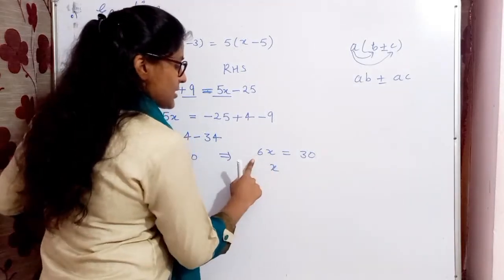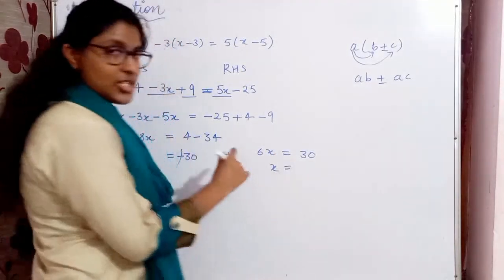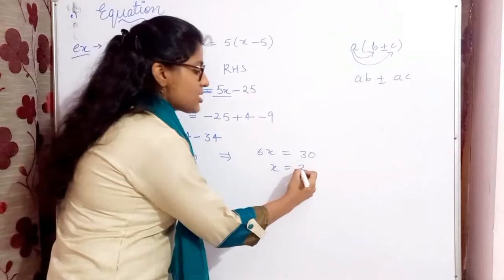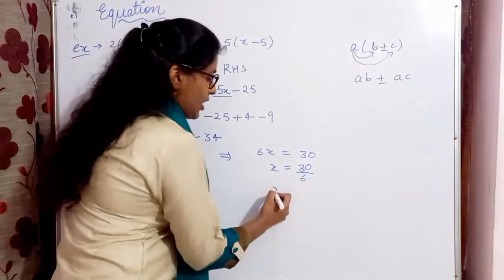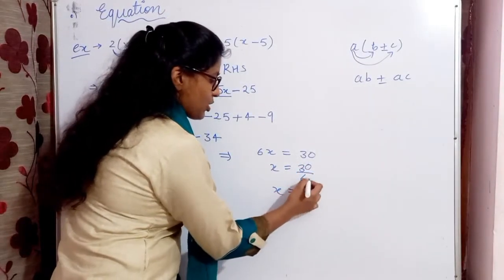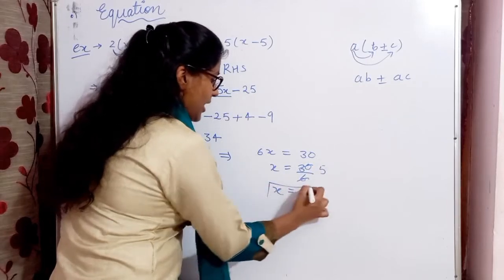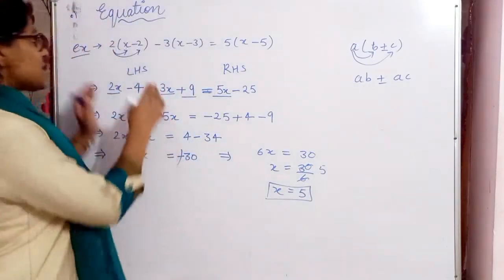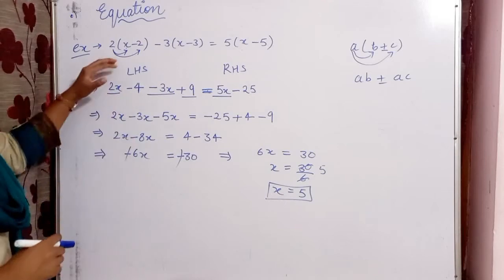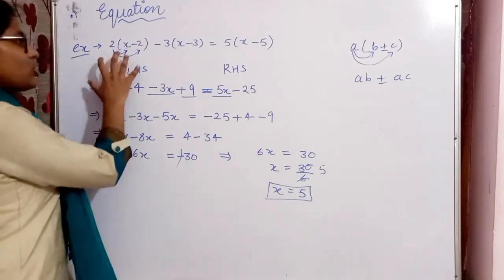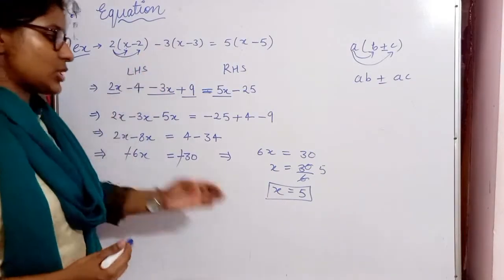Now this 6 is multiplied with this x, so when we transfer it from LHS to RHS, it is converted into divide, and we get the answer x is equal to 5 because 6 fives are 30. So x is equal to 5 is the answer. What is the value of this equation? 5. Here you can see the value of x is equal to 5.